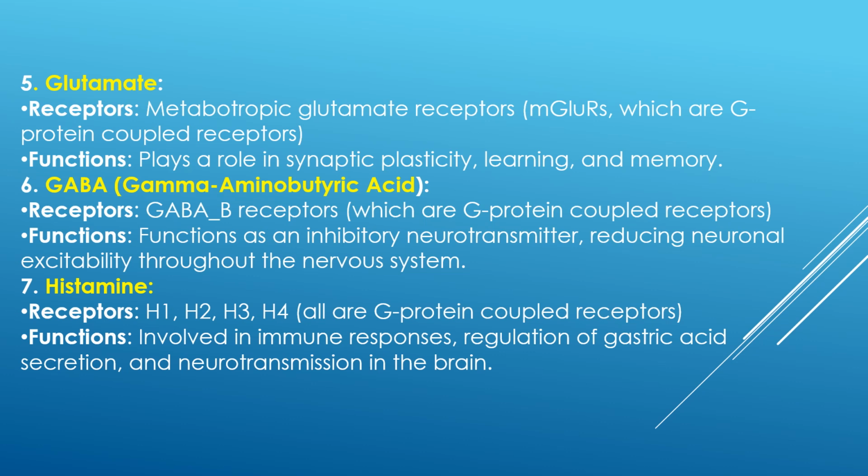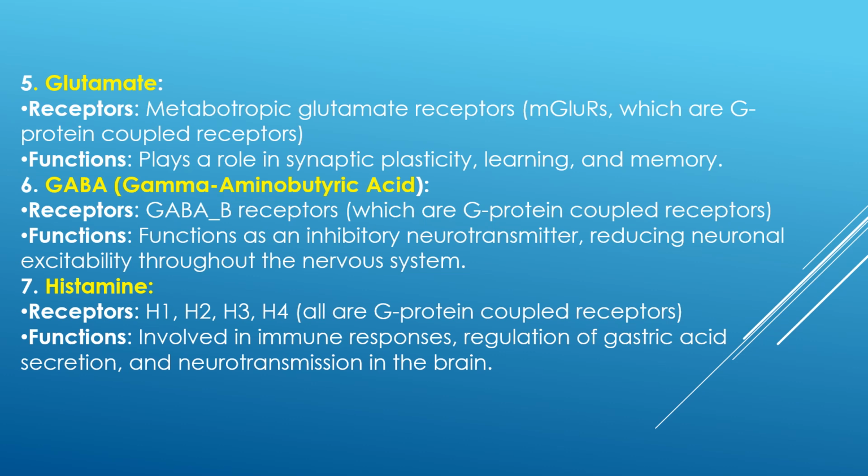5. Glutamate. Receptors: metabotropic glutamate receptors, mGluRs, which are G-protein coupled receptors. Functions: plays a role in synaptic plasticity, learning, and memory. 6. GABA, gamma-aminobutyric acid. Receptors: GABA_B receptors, which are G-protein coupled receptors. Functions as an inhibitory neurotransmitter, reducing neuronal excitability throughout the nervous system.